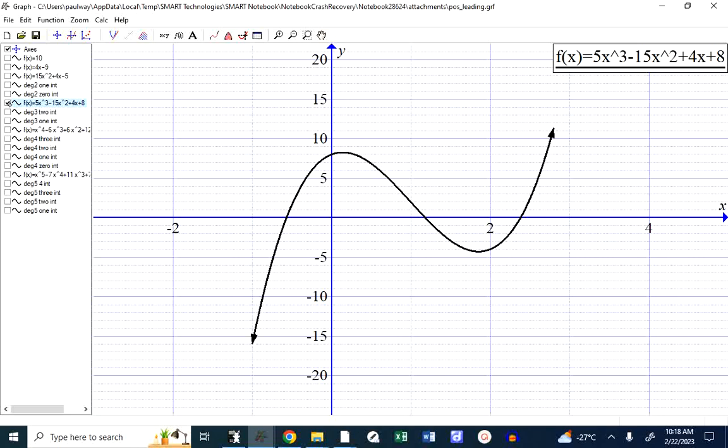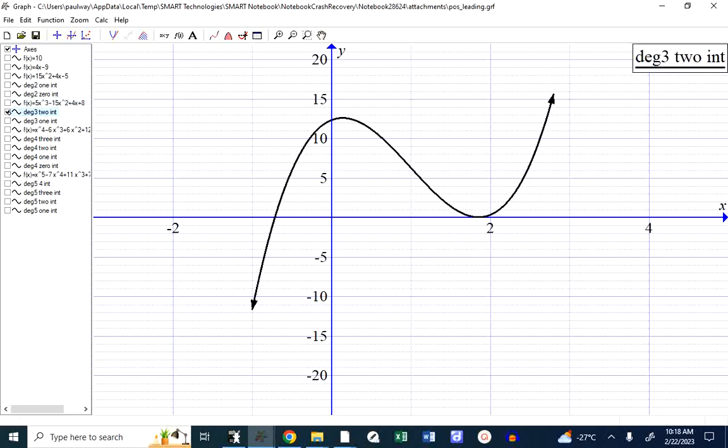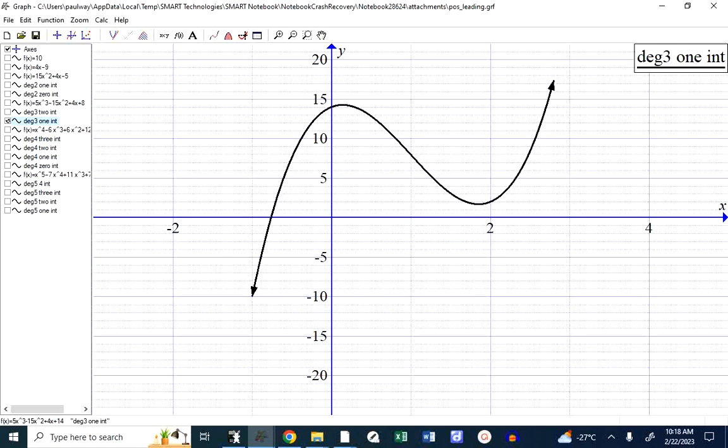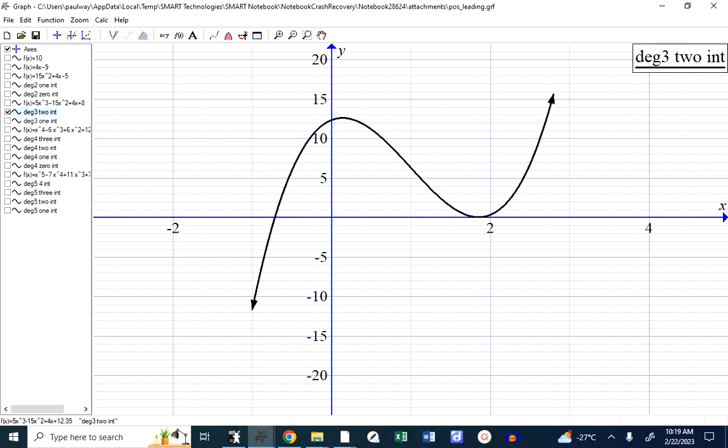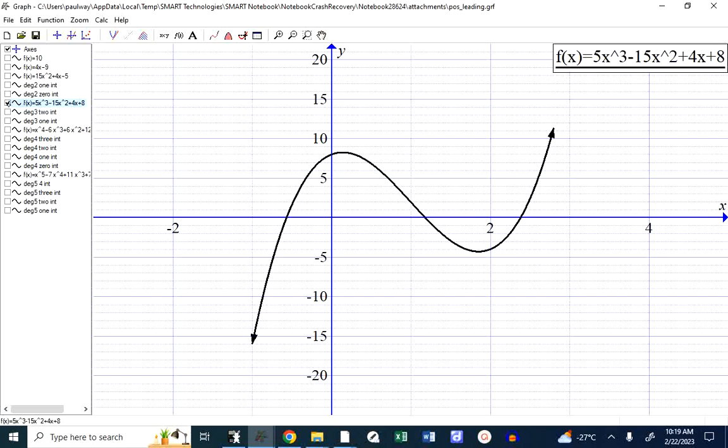If I take this and I shift it up just the right amount, I can get 2. And if I shift it up even further, I can get 1. So this polynomial function can have one x-intercept. We're looking at where the graph crosses the x-axis. It can have 1. It can have 2. Or it can have 3. But it must have at least 1.